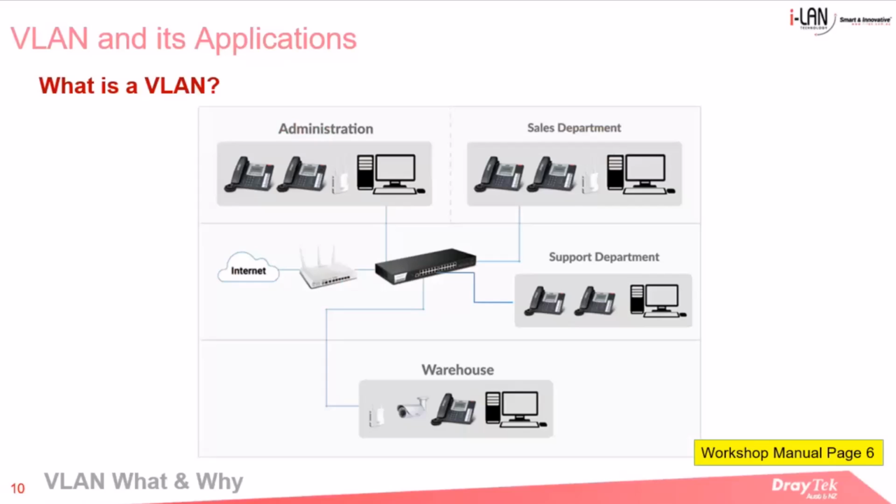So in here, we have a diagram. We have a typical application of VLANs in this diagram. We have four local area networks here: the administration, the sales department, the support department, and the warehouse. The devices in each of these LANs could be in a different location within the building, but they are logically part of the same network.